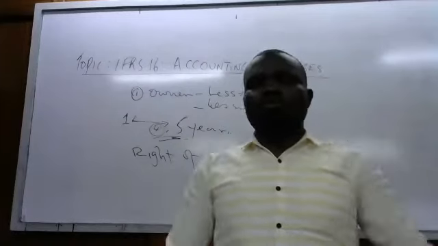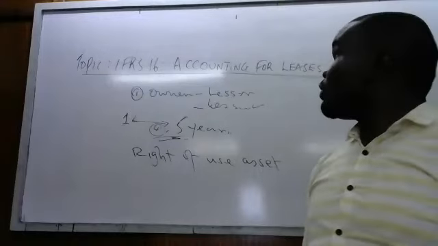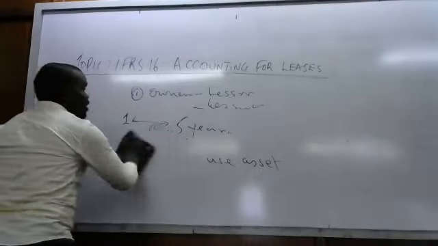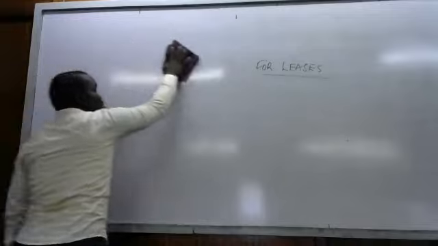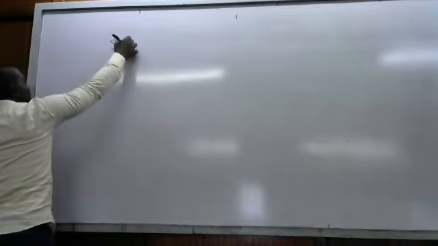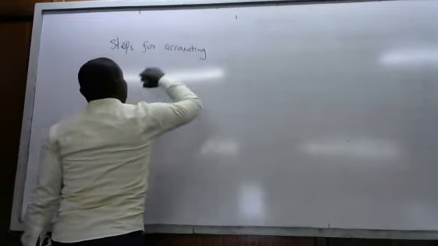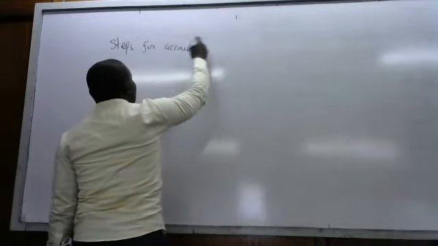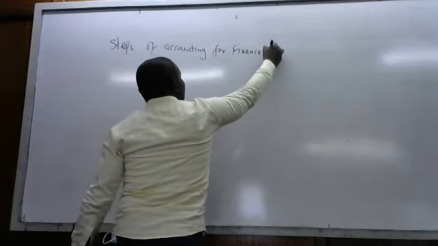So write for me there before we even start that illustration. The remaining minutes will not even allow us to complete that. I started the review, so there's something I want you to write for me down there. Steps for accounting for finance leases.